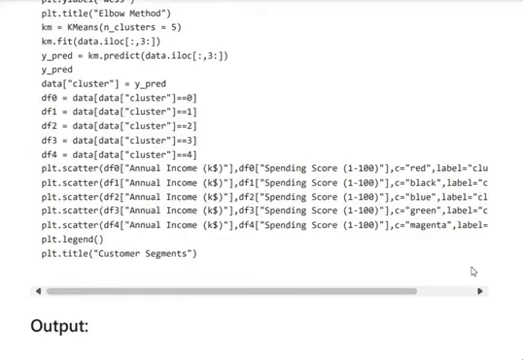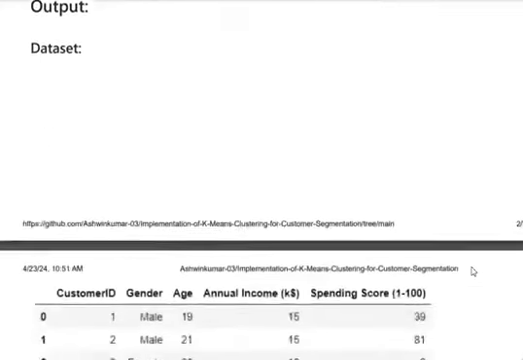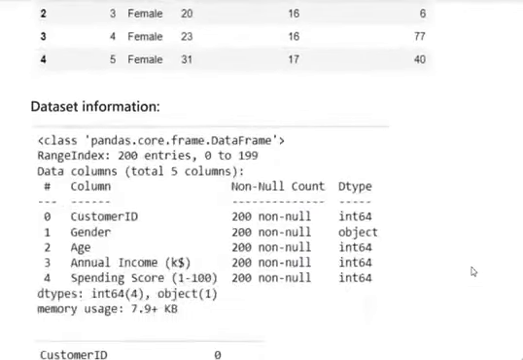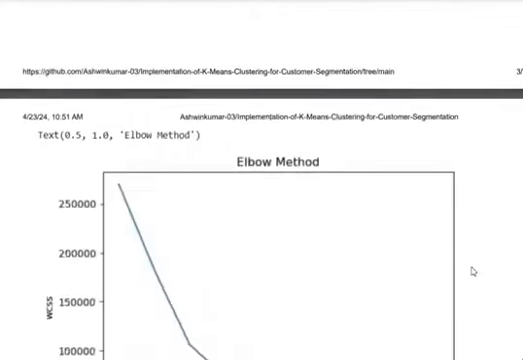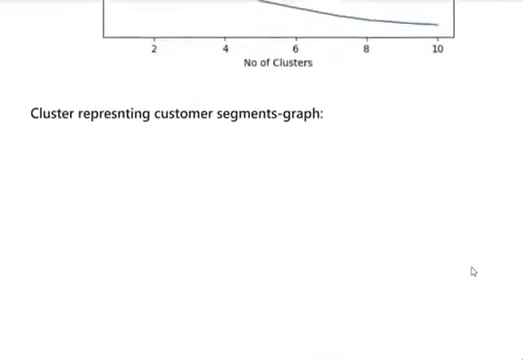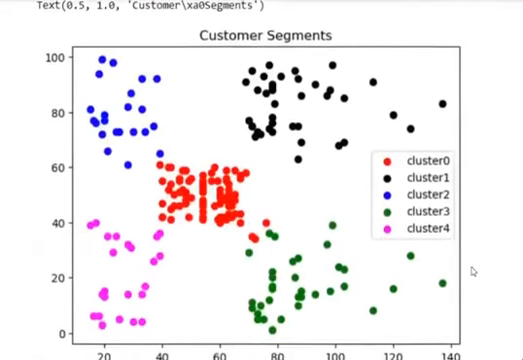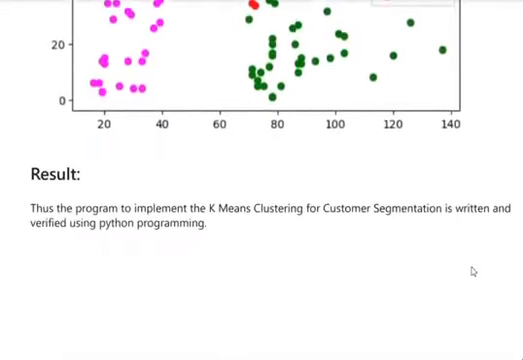The output of the given code represents the dataset and dataset information, the elbow graph of WCSS versus each iteration, and the graph of clusters representing the customer segments. Thus, we have developed k-means clustering for customer segmentation using Anaconda.